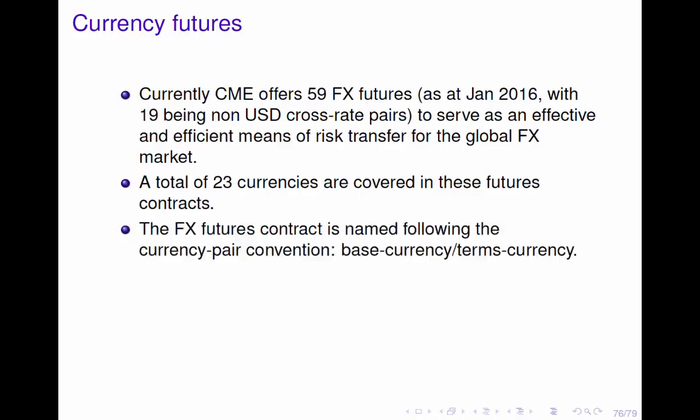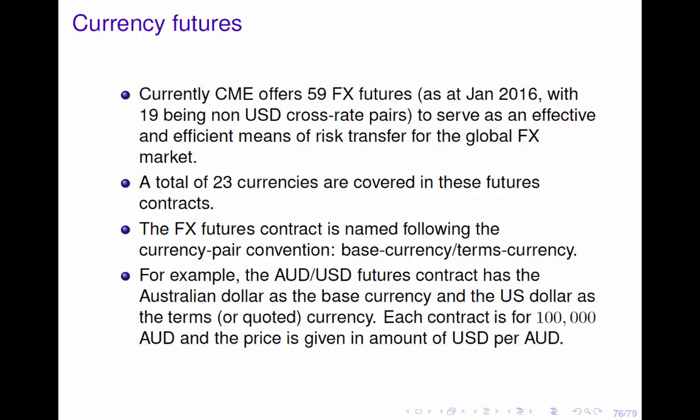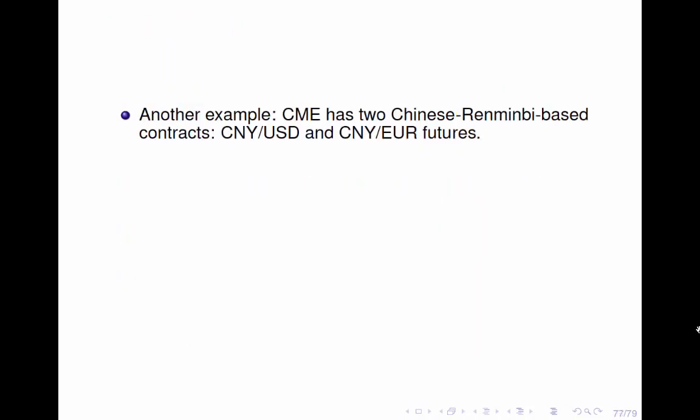The foreign exchange futures contract is named following the currency pair convention, the base currency over the terms currency. For example, the AUD over USD futures contract has the Australian dollar as the base currency and the US dollar as the terms currency, or the quoted currency. Each contract is for 100,000 Australian dollars, and the price is given in amount of US dollars per 1 Australian dollar.